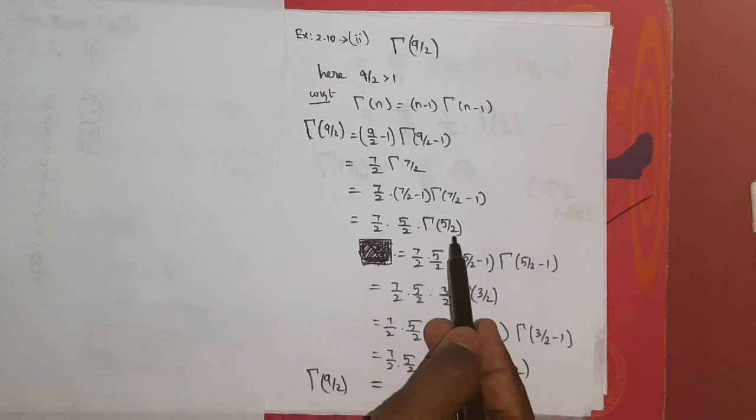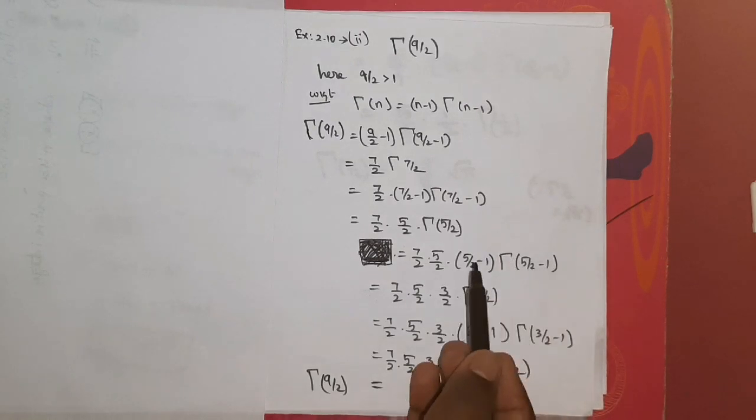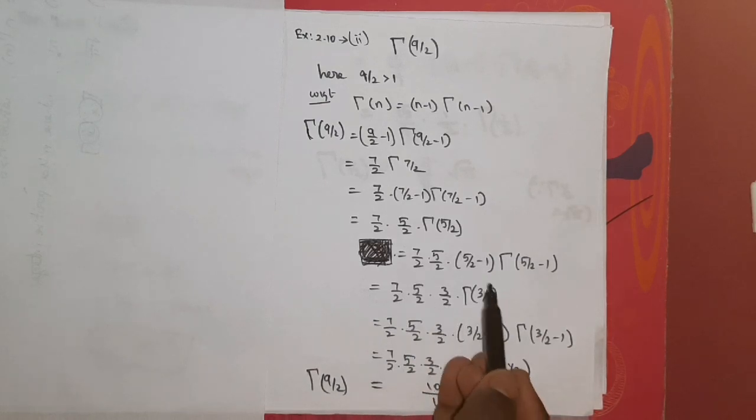So when you solve for this part, in the n place we have 5 by 2 now. So apply here 5 by 2 minus 1, gamma of 5 by 2 minus 1. So here 3 by 2, again gamma of 3 by 2. Keep the three values again in the front as it is. Now for this you apply.